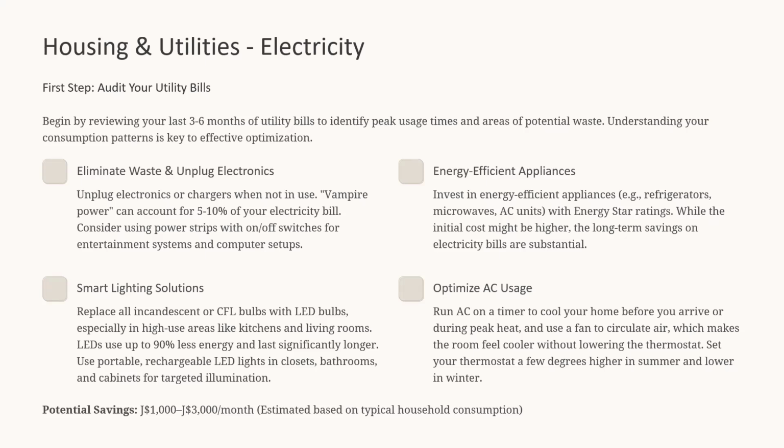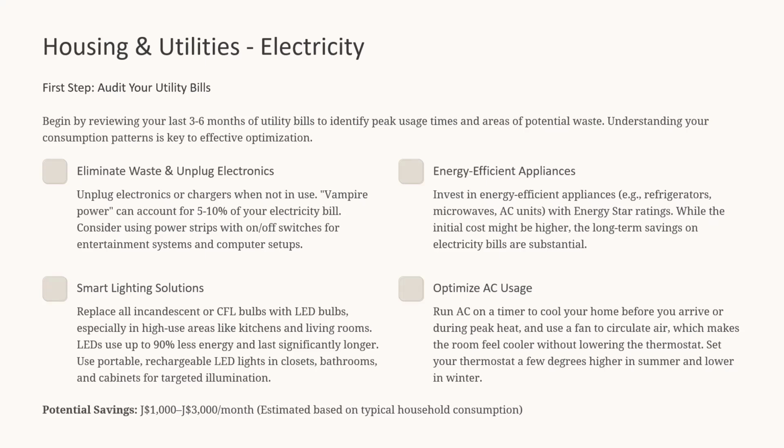Another thing that you can do is to optimize your AC usage. So one of the things that my aunt does is she runs her AC for like 3 or 4 hours, and then she turns it off and she uses a small fan to circulate that air around the room. So that is one of the suggestions that I could definitely make to you here. You can run your AC before you arrive home, or during when you have like peak heat, and then you can use the fan to circulate the air. That will make the room feel a lot cooler, and it will also reduce the amount of energy that you have to use for the AC.